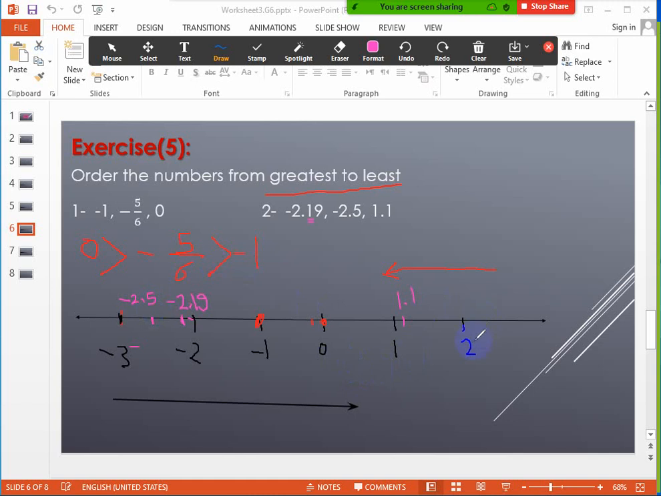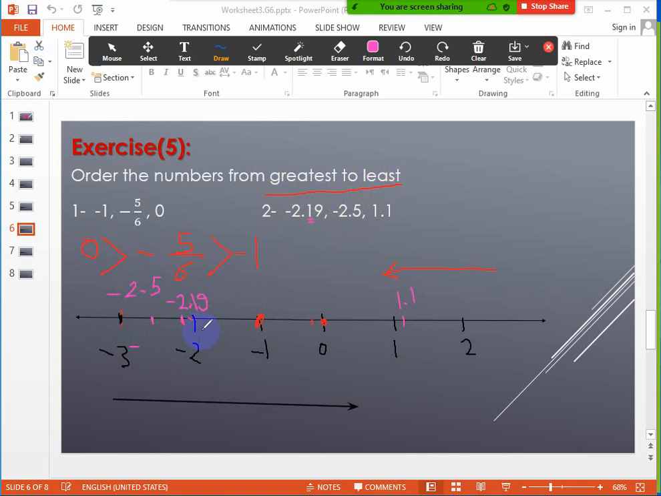Now I will order the numbers. Because, Farah, we are taking negative 2.5, that means it will be between negative 2 and negative 3. The 5 means I have to put it in the middle between negative 2 and negative 3. It's easy. What about negative 2.19?